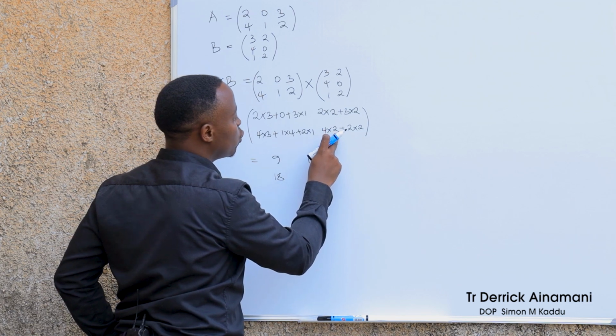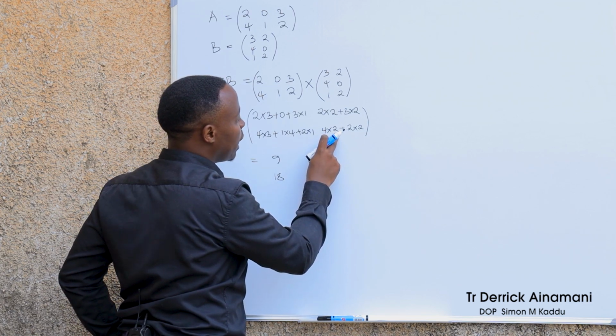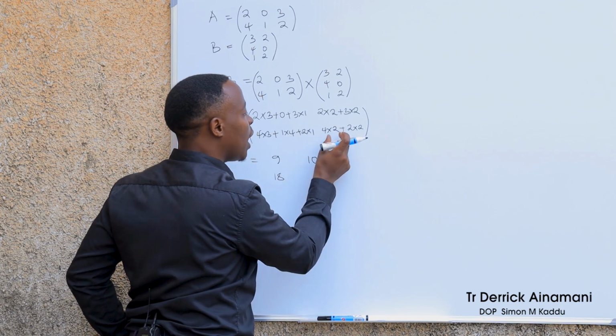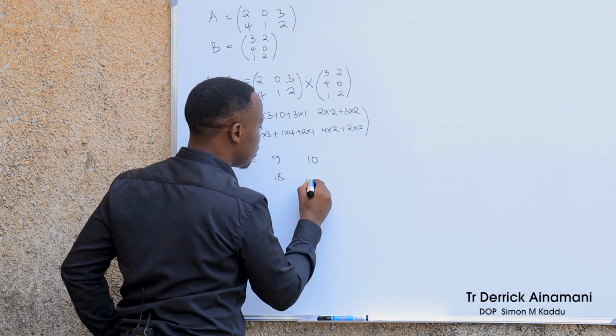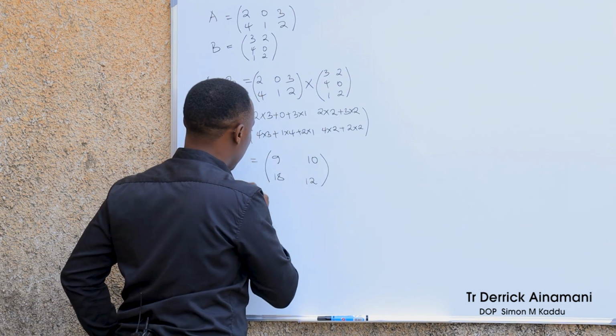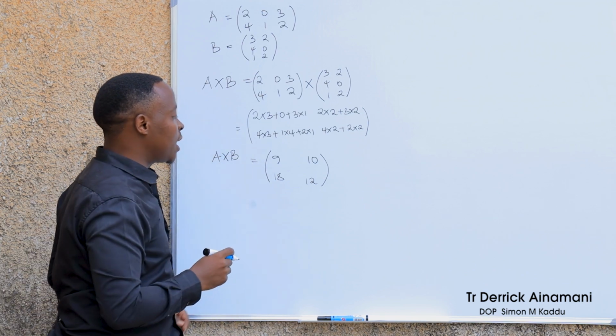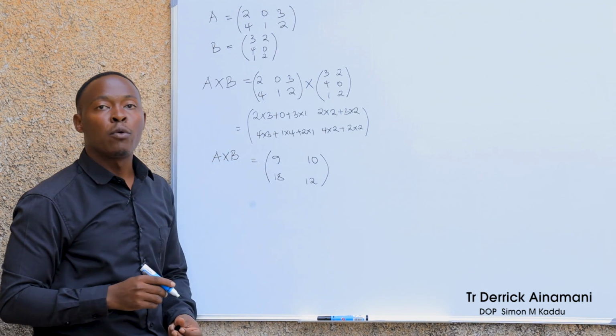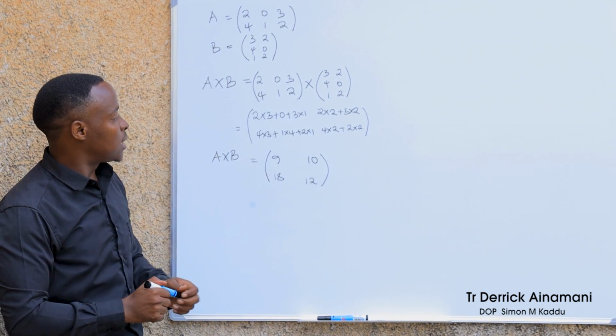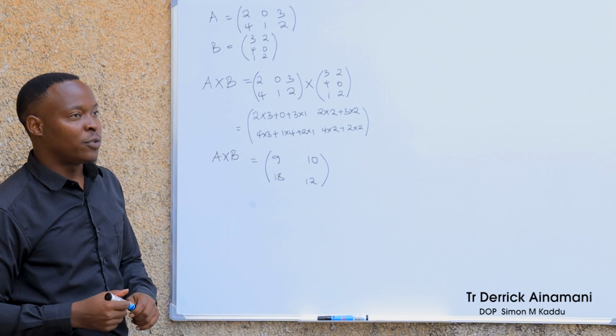4 times 2 is equal to 8. 2 times 2 is 4. So 8 plus 4 equals 12. This is our matrix A cross B. You realize that our answer is now a 2 by 2. This is multiplication of matrices.